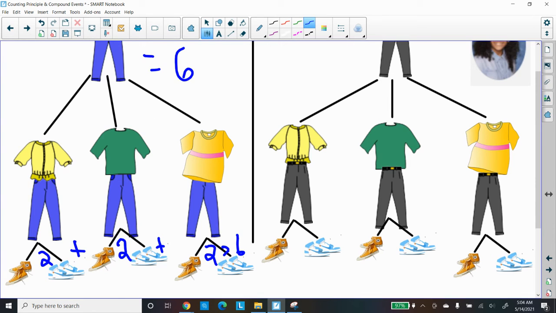But guess what? Najee also has the other pair of jeans, her gray jeans, to match. So if she wears her gray jeans, she still has the 2 sneakers now. So there's 2 more with the gray jeans for the first outfit. And she has 2 more with the second outfit, with the gray jeans. So she can wear again her 2 different sneakers. And with her last outfit with the gray jeans, she has another 2 different outfits that she can wear. So 2 plus another 2 plus another 2 gives us 6 again. So she has 6 more outfits with the gray jeans.